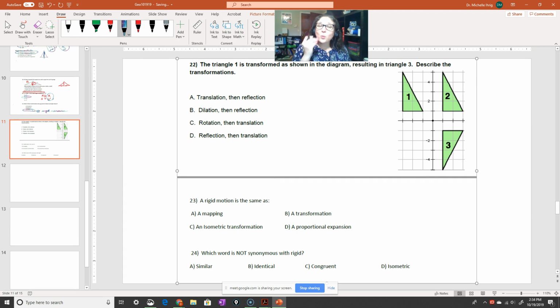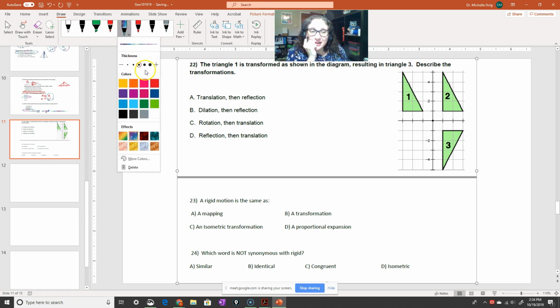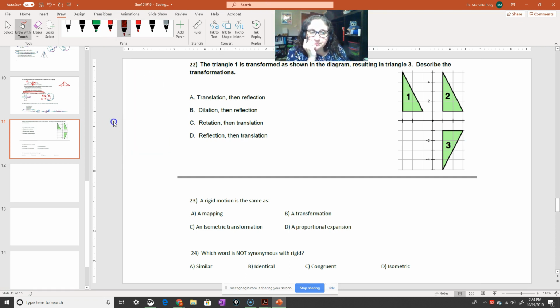If triangle 1 is transformed as in the diagram, resulting in triangle 3, describe the transformation. So it kind of is just there to help you. So how did it get from 1 to 2? Well, all it did was slide. Anytime we have a slide, it's a translation. So it's not going to be B, it's not going to be C, and it's not going to be D. It's going to be 1. Basically, it was a translation of 1, 2, 3, 4.